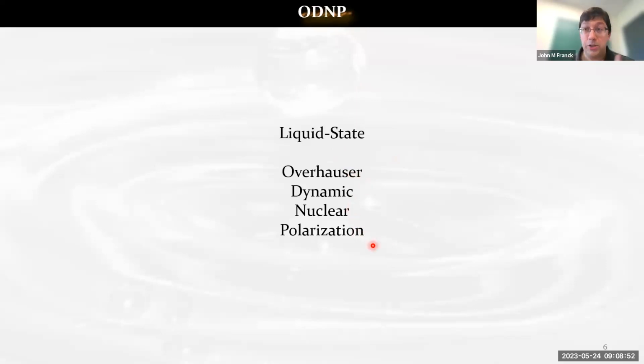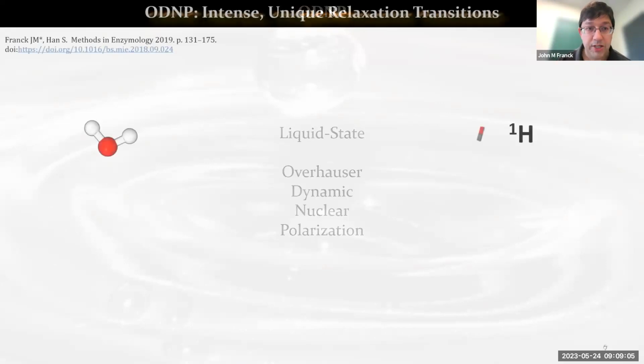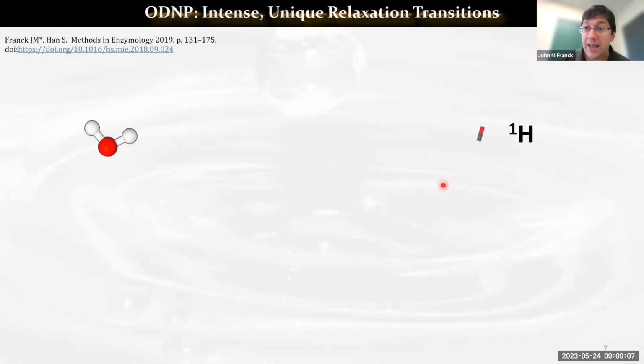And as I like to tell my students, right, Overhauser DNP is in a lot of ways a completely different thing than solid state DNP, right? And so I like to talk about, okay, what is it exactly that we're looking at and what type of information is it telling us? Okay. And to understand that, here's a water, right? And of course, it has a magnetic moment, right?